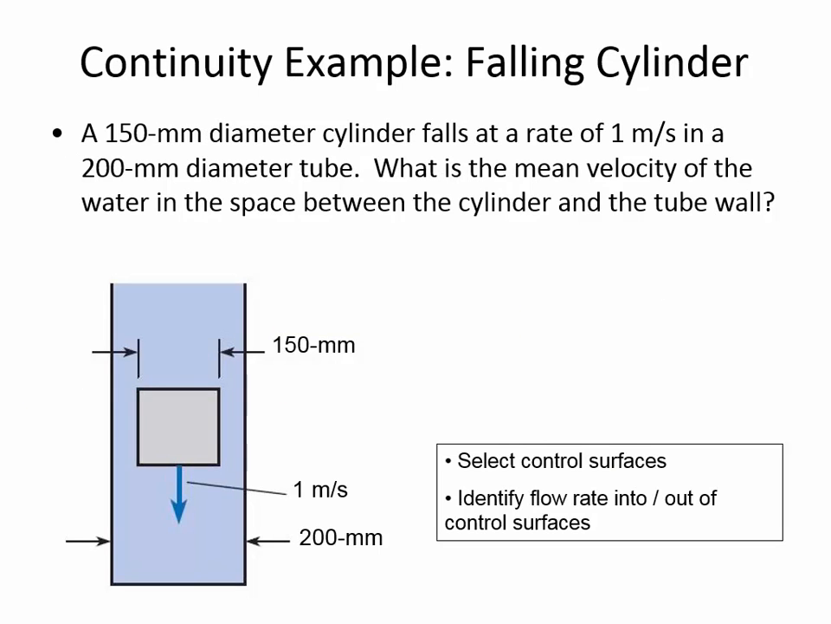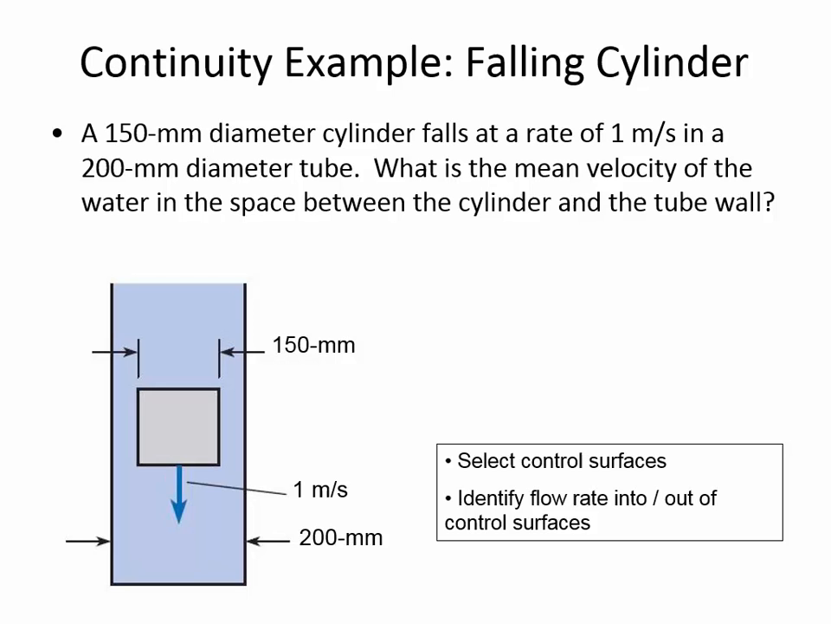All right. One more example. We have a water pipe. It's filled with water, and we have a metal cylinder falling downward in the center of this cylinder. This is kind of a little bit similar to an earlier problem we had. Remember, there was a pipe and there was some oil lubricating it. Well, that was a shear stress problem. This is a continuity problem.